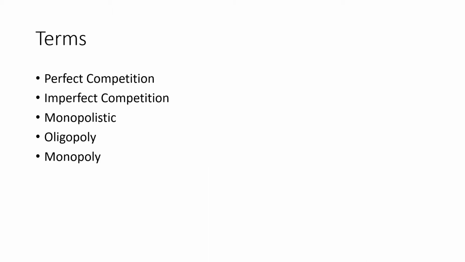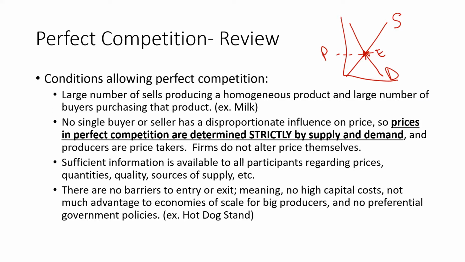So we're going to review what perfect competition is, we're going to define and look at what imperfect competition is, and then we're going to look at 3 examples of imperfect competition, which are monopolistic, oligopoly, and monopoly. Just to review, perfect competition must satisfy all of these conditions. For a firm to exist or for products to exist in perfect competition, we need a large number of sellers producing a homogeneous product that is exactly the same, and a large number of buyers purchasing that product.